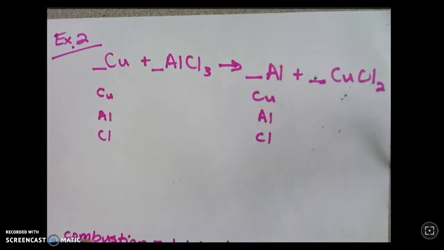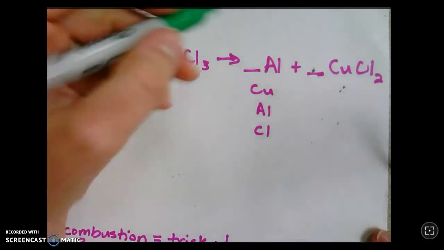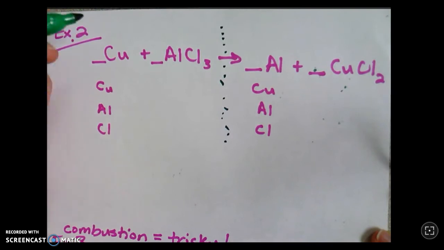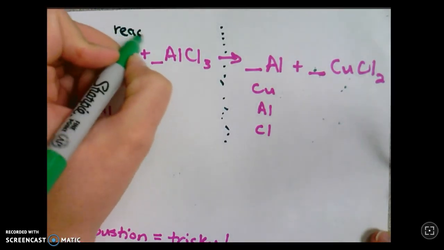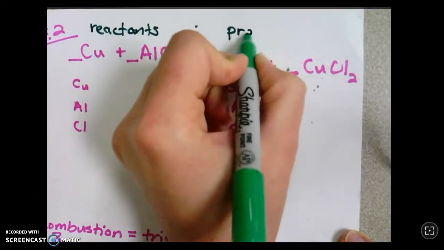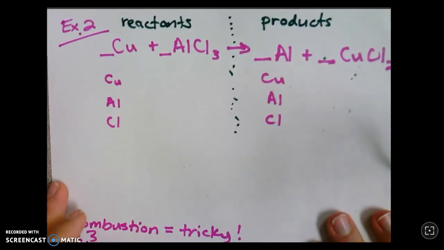We have copper reacting with aluminum chloride to make aluminum and copper chloride. So I'm going to do the same thing I did before. Dashed line to separate out my reactants and my products. That's a very ugly dashed line. Reactants and products. Okay, let's tally them up.